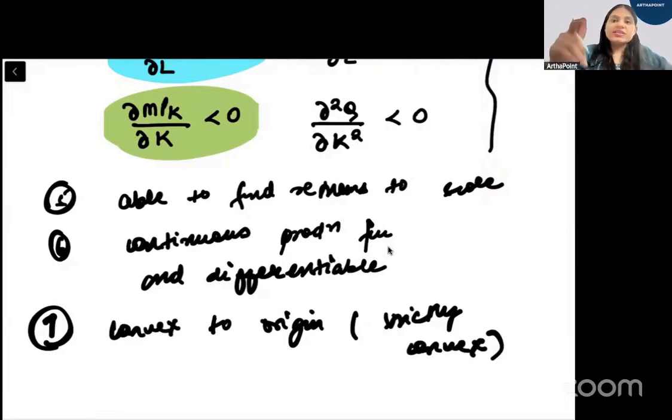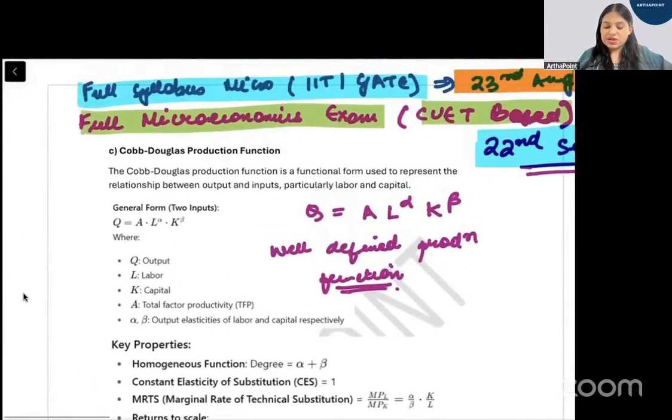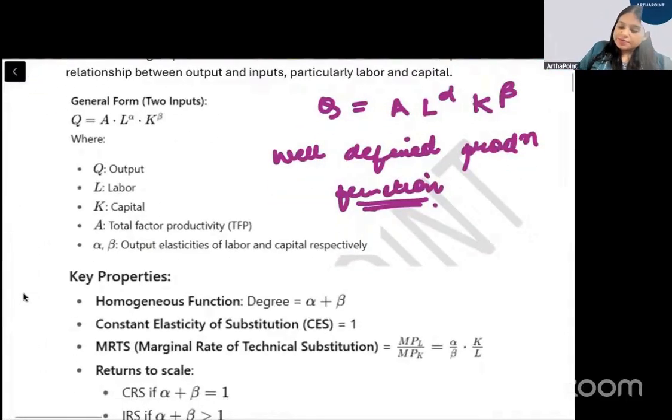And once you understand the well-defined production function, then it is okay to go ahead and work with other production functions also. उसके बाद आप बाकियों को भी understand कर सकते हो, right? So that's why well-defined is important. Now, coming back to where we started, this Cobb-Douglas production function that we have is in fact a well-defined production function. ये एक well-defined production function है, right?